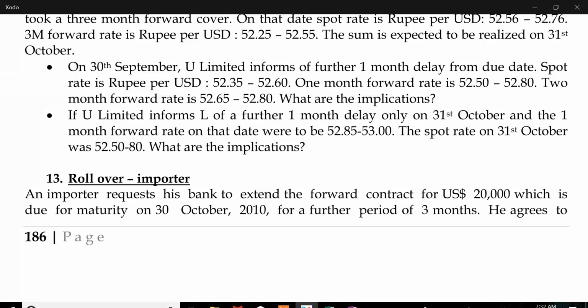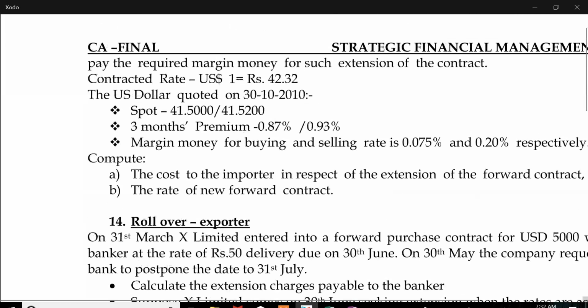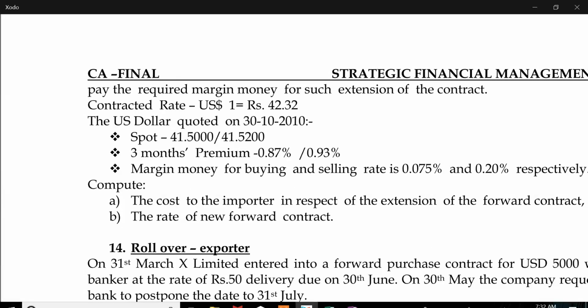Let's move to question number 13. Let's go through the question. An importer requests his bank to extend the forward contract for US dollar, which is due for maturity on 30th October 2010 for a further period of 3 months. He agrees to pay the required margin money for such extension. Contracted rate, US dollar quoted on 30/10 spot, premium, margin money. Cost to the importer in respect of extension, the rate of new forward contract.